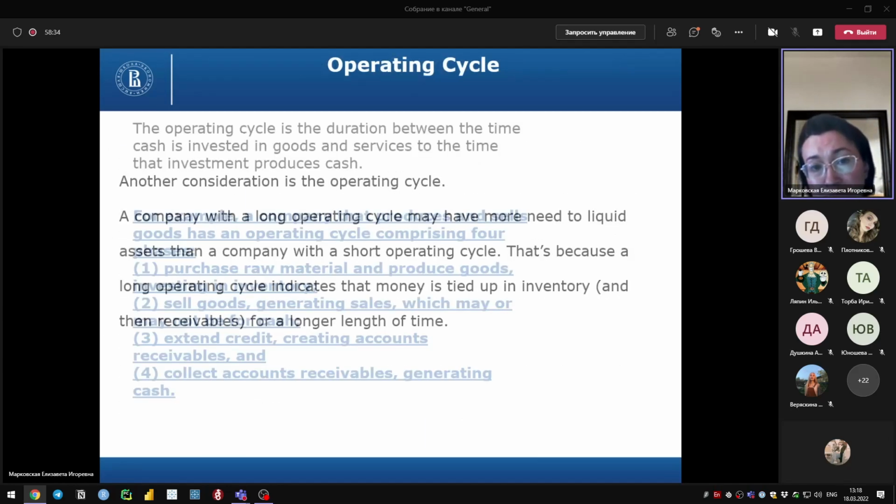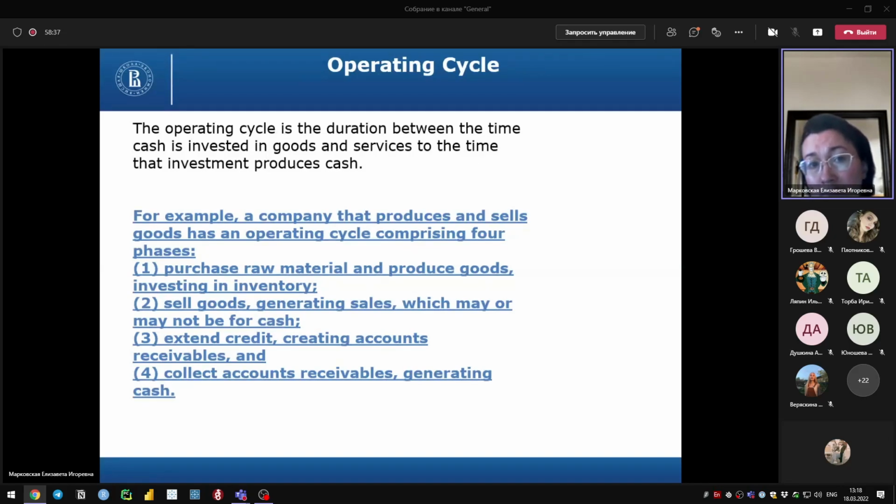But we can also calculate the following indicators of the operating cycle in order to understand the duration between the time cash is invested in goods and services and the time that investment produces cash. As you remember from our previous lecture, we have discussed what the operating cycle is. So the classic operating cycle can be described in the following way.